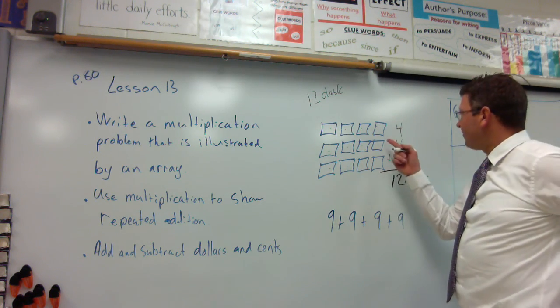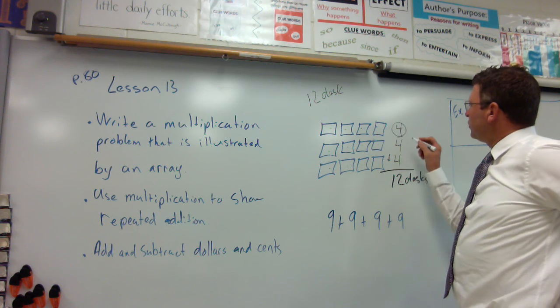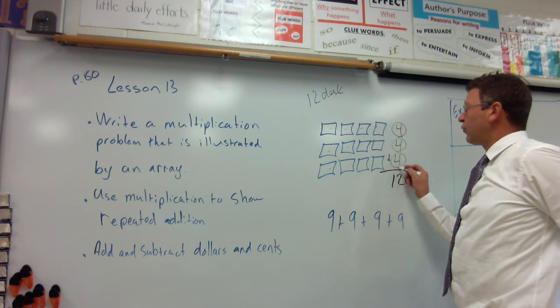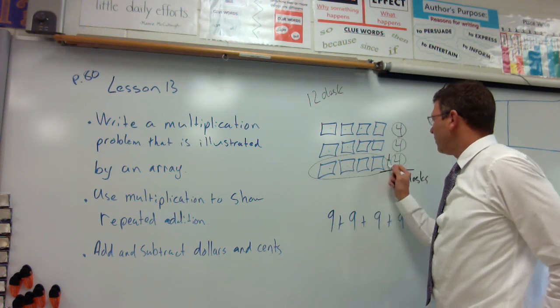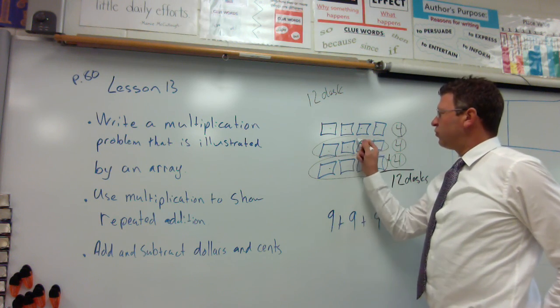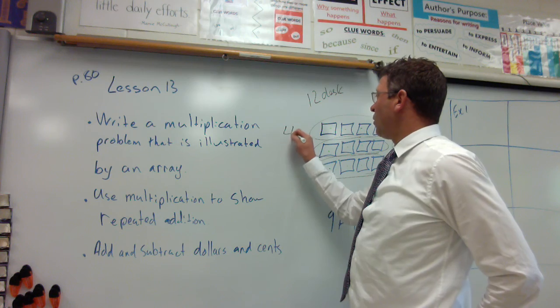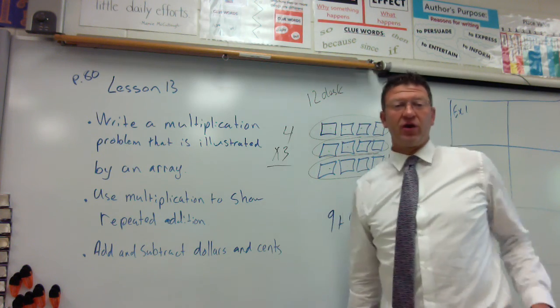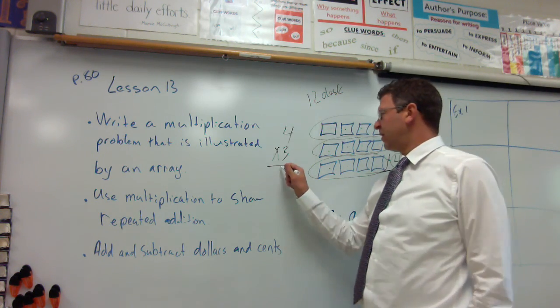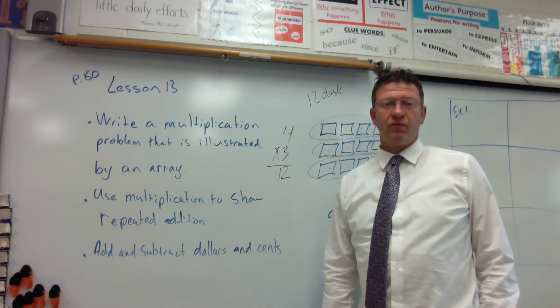Well, our second objective today was we're going to take repeated addition and make it into multiplication. So actually I have one group of 4, 2 groups of 4, 3 groups of 4. See them? One group of 4, 2 groups of 4, 3 groups of 4. And as long as it's the same number, I can take my 4 times the 3 groups. 4 times 3 equals 12.